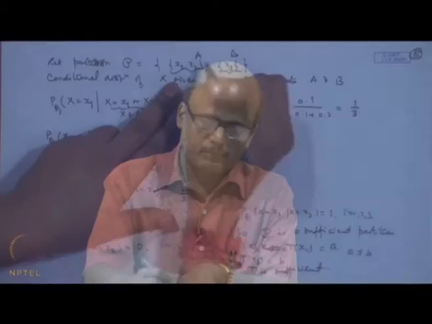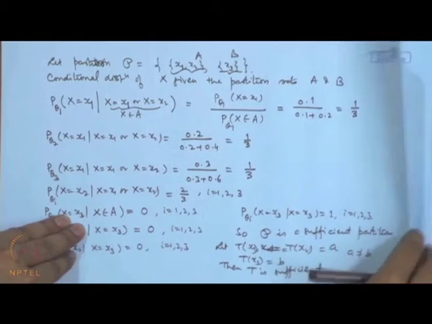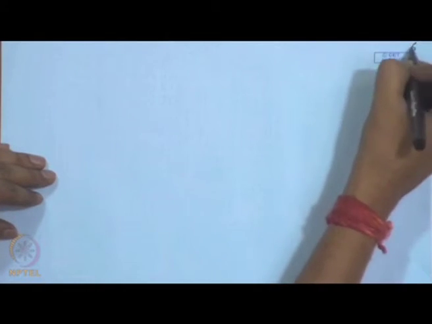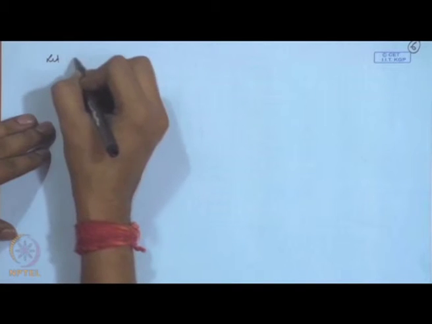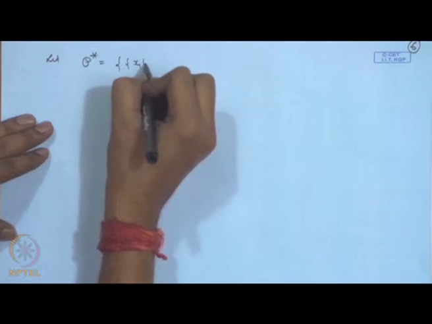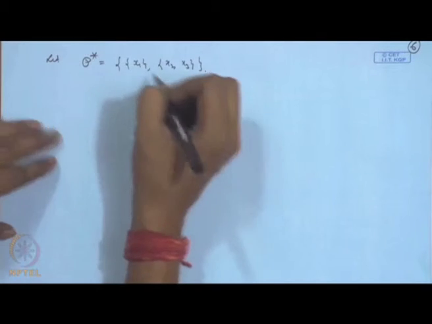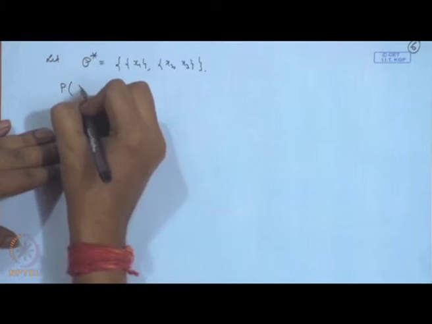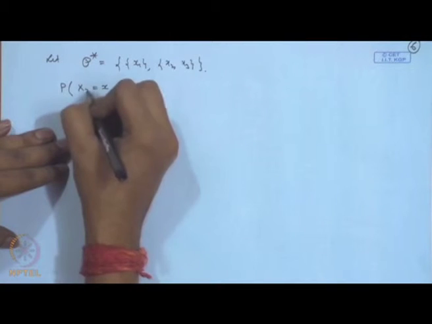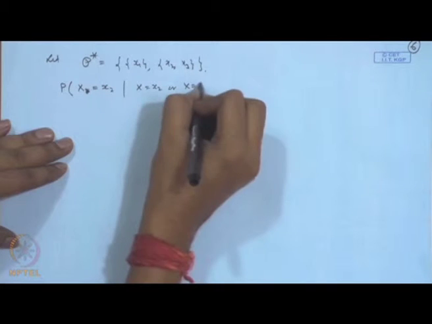Just to tell that this is not a unique way of looking at it. For example, in place of x1, x2 and x3, where I have clubbed x1 and x2, suppose I had clubbed in a different way. Let me consider another partition, let me call it p star. Suppose I had put x1 and, say, x2, x3. Let us see what is the probability of, say, x2 given x equal to x2 or x equal to x3.